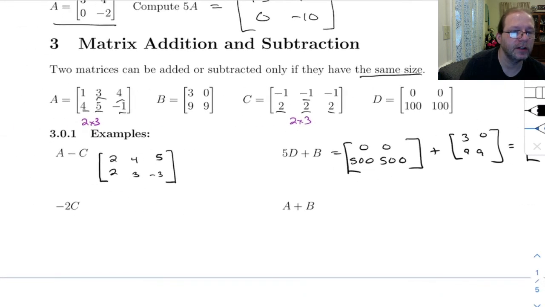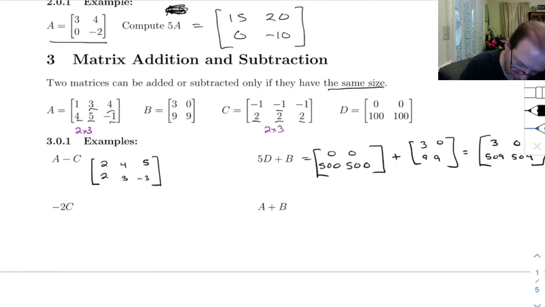Let's see down here, negative 2C. Well, that's just a scalar multiplication. So that's going to be 2, 2, 2, negative 4, negative 4, negative 4.